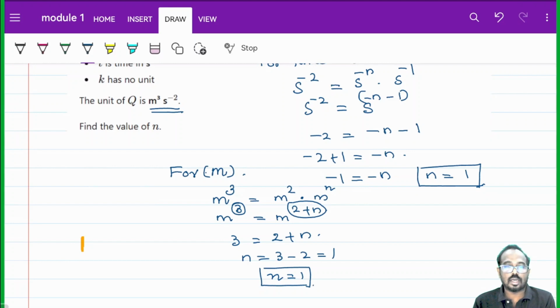Practice this question. Understand the procedure. Whenever you are getting a question, you apply the same procedure. One more time, what is that procedure? Left hand side, what is the unit? Write it. Right hand side, what is the unit? Write it. Compare each quantity with the power being the same. And if you follow this method, you won't lose marks from principle of homogeneity questions.